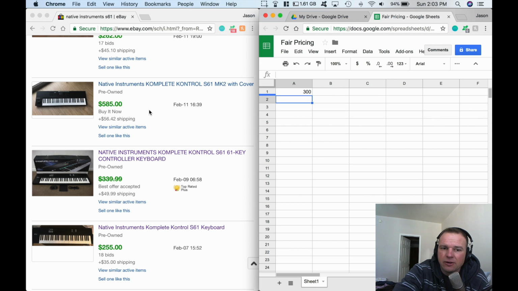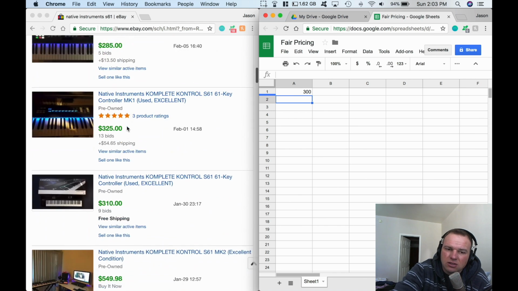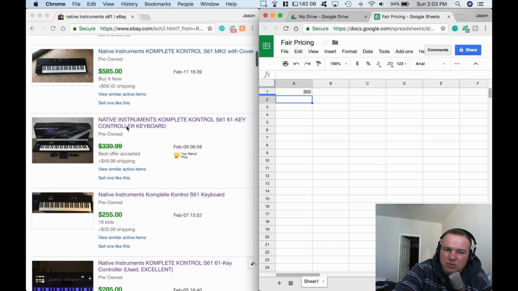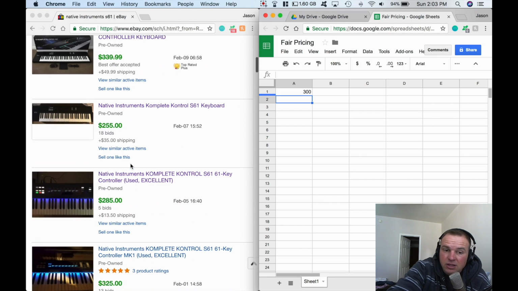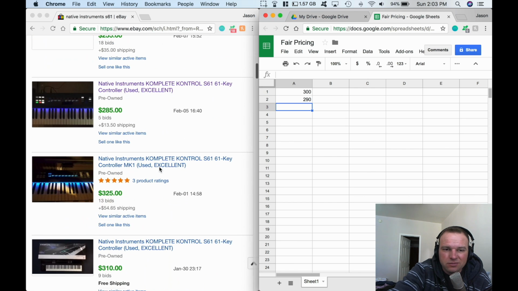You can see the price is a lot higher. This one says the best offer was accepted. Unless I don't have a lot of these, and this time I got a bunch, I'm going to skip that because I don't know what it actually sold for. The next one, 255 and 35, so that's basically 290. We'll say 290. God, I'm so bad at math in my head. I literally have to write this down, guys. That's how bad it is. But 290, I'm going with it.